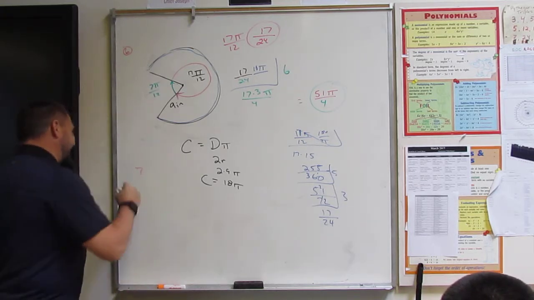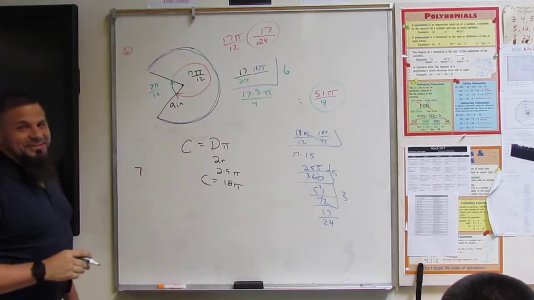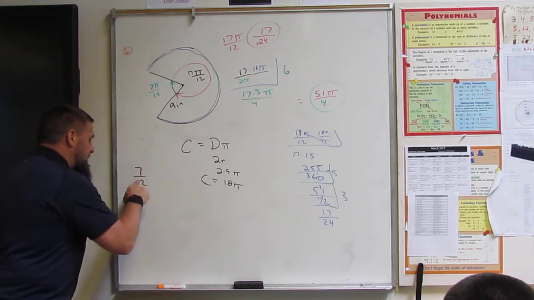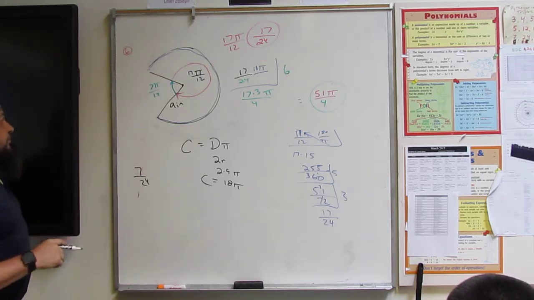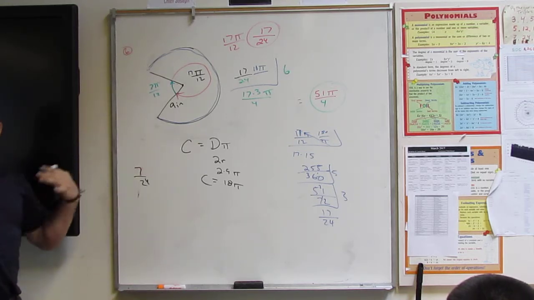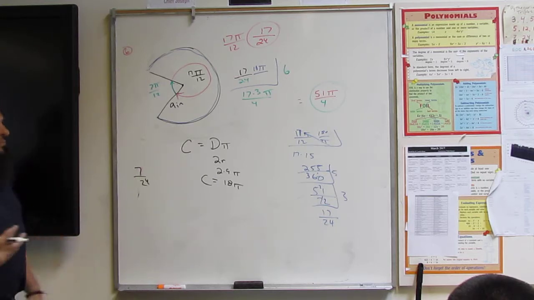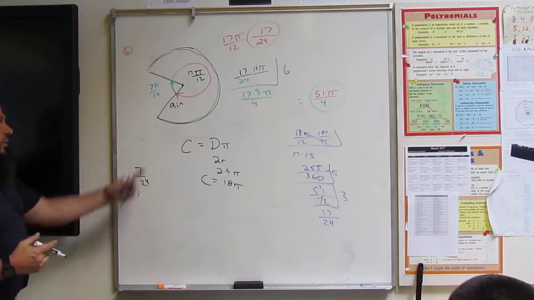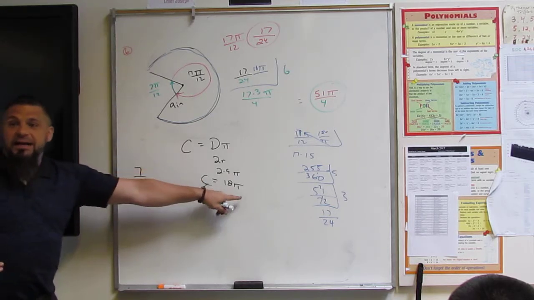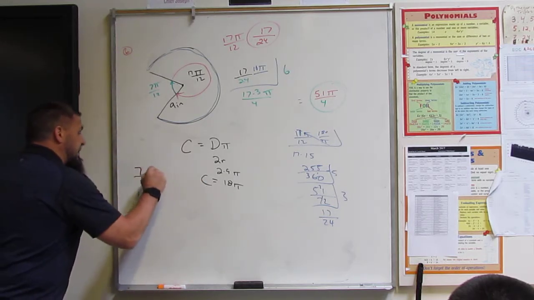All right, so 7/24, right? So 7/24, and that would be of the whole, right? And the whole is 18 pi. The circumference is 18 pi in this case.